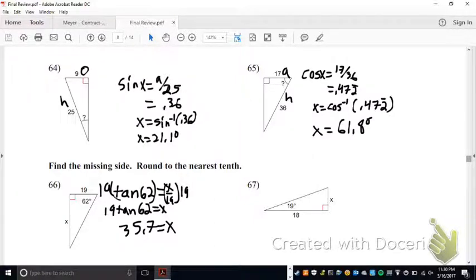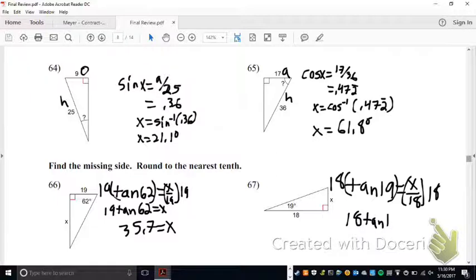67, and again we have tangent. So we know the tangent of 19, because I'm on 67, yep, tangent of 19 equals X over 18. We're going to multiply both sides by 18. So we get 18 times the tangent of 19 equals X. You want to go ahead, plug that into your calculator, and you're going to get X equals 6.2.